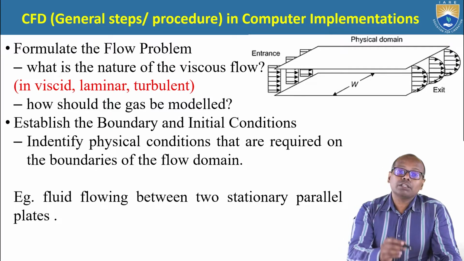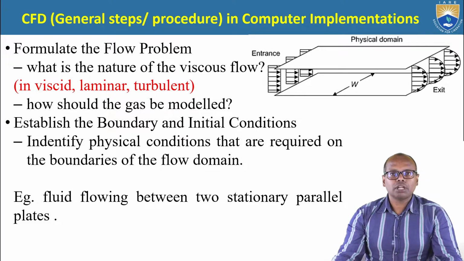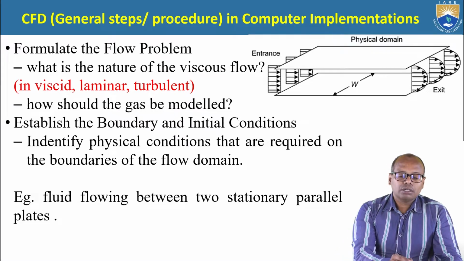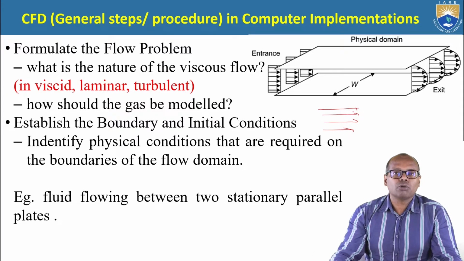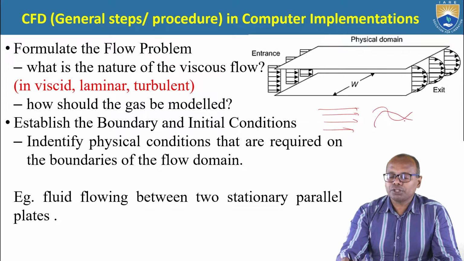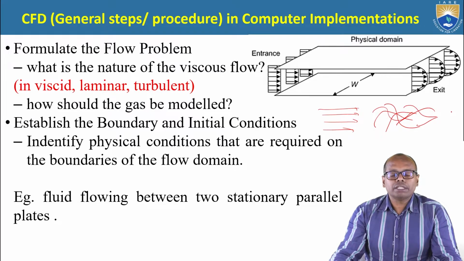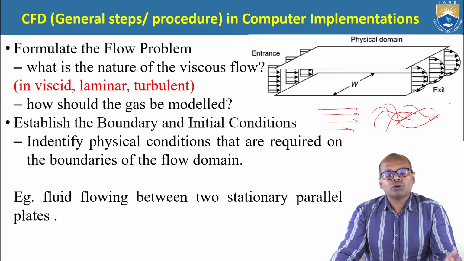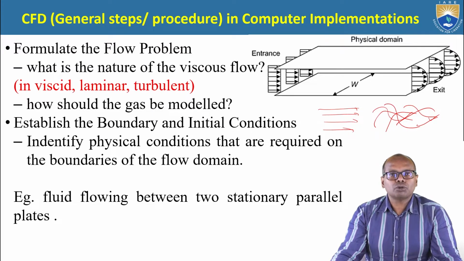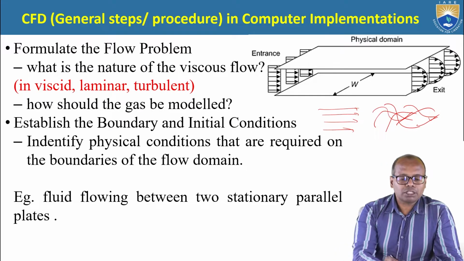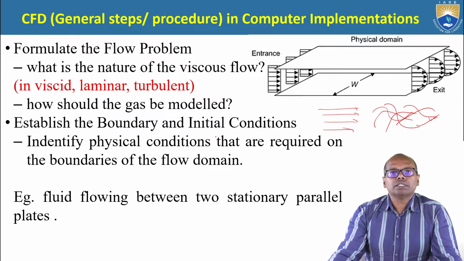The next one is whether the flow is laminar or turbulent. So laminar and turbulent means, say suppose the fluid is flowing like this without any mixing between the two layers of the flow, then the flow is called laminar flow. If there is an intermixing and the fluid is flowing randomly in a haphazard manner, then it is called a turbulent flow. So whether we are interested in the laminar flow or turbulent flow, that also we have to identify. Then we have to establish the boundary conditions, initial conditions.